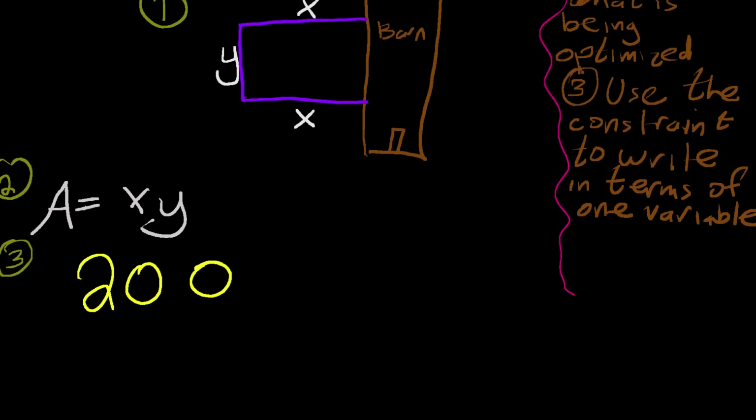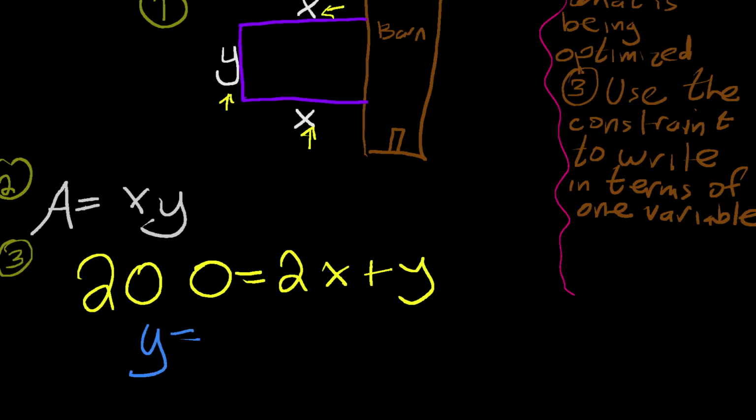Well, to get to 200 feet, I would have to add up this guy and this guy, because that's basically the amount of fence that I have. So I would add up 2x plus y. And then I can use this to solve for one of the variables. For example, let's solve for y. So y is going to equal 200 minus 2x.